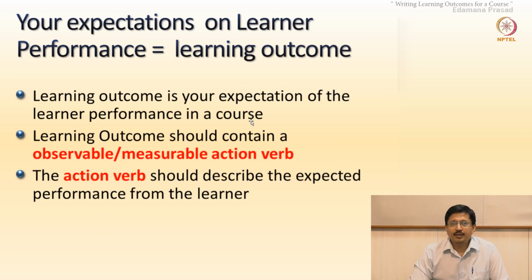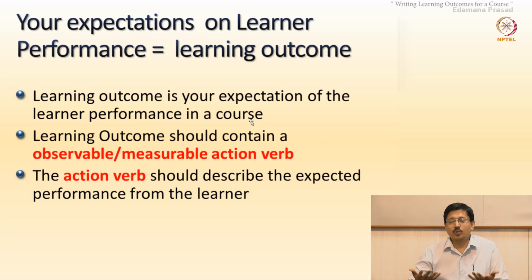So formally, if you want to define learning outcome, this is one way of defining the learning outcome. Learning outcome should contain a verb. This is one of the fundamental criteria for writing learning outcome. That verb should be either observable or measurable. And why is it a verb? Because we said learning outcome is the expected performance from the learner.